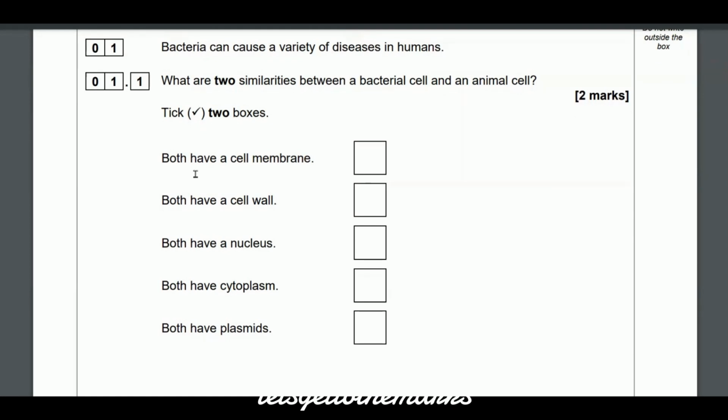All right, going through the answers. So, bacterial cell and an animal cell. Well, all cells have a cell membrane. Not a cell wall, because a bacterial cell does, but an animal cell doesn't. Both have a nucleus? No. A bacterial cell has no nucleus. Its DNA lies in the cytoplasm. Both have cytoplasm? Yes. All cells have cytoplasm. Both have plasmids? No. So our 2 answers are both have a cell membrane and both have cytoplasm. Let's move on.